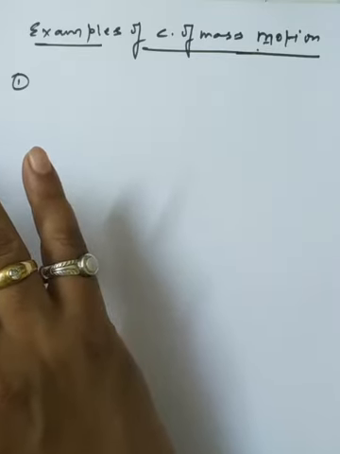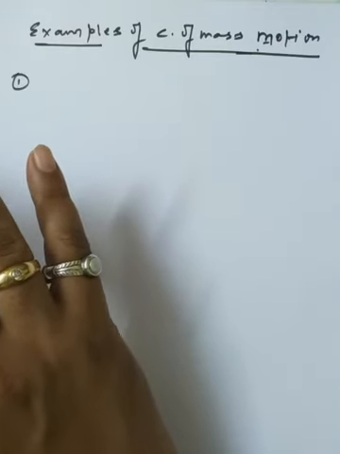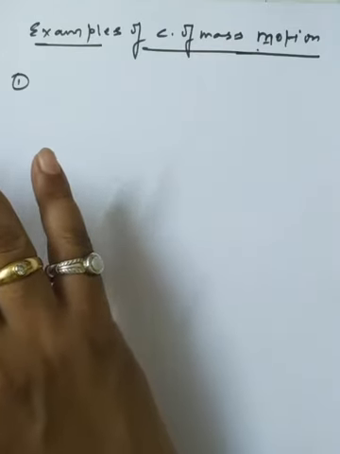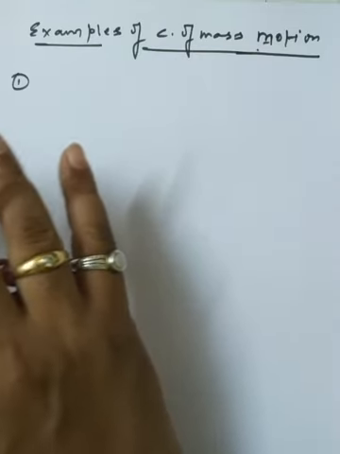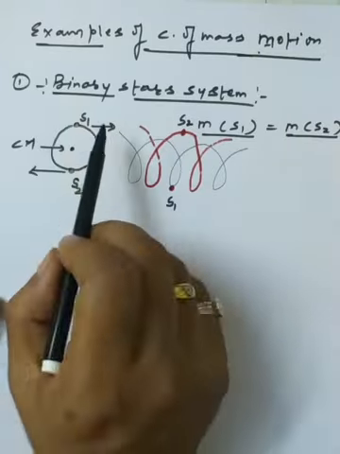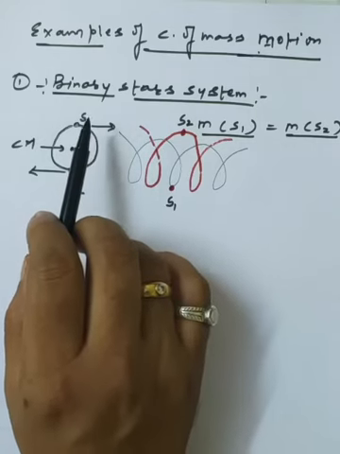Whatever basic statics we are following for all the particles is equally applicable for the motion of a center of mass. So here we are discussing some examples of the center of mass one by one. Now here we have one of the best examples of the center of mass: a binary star system.